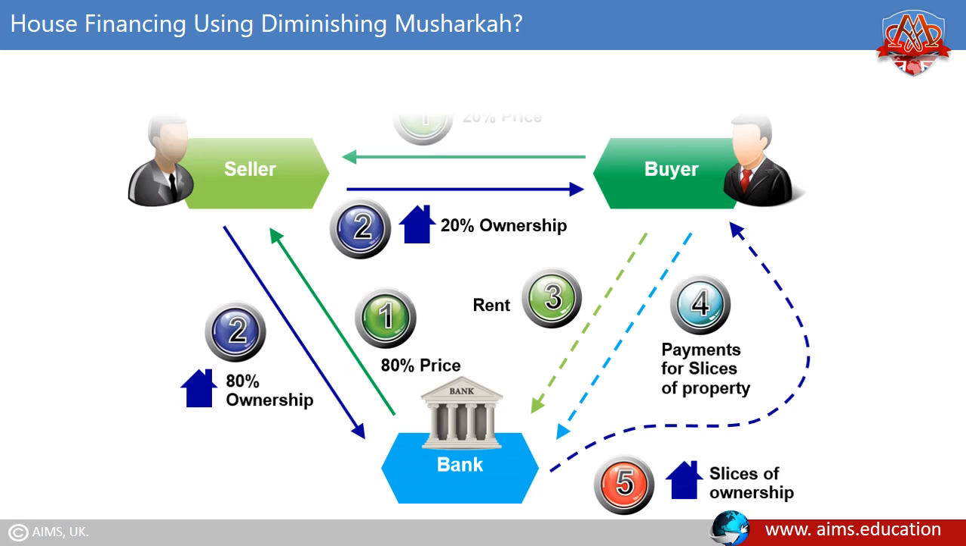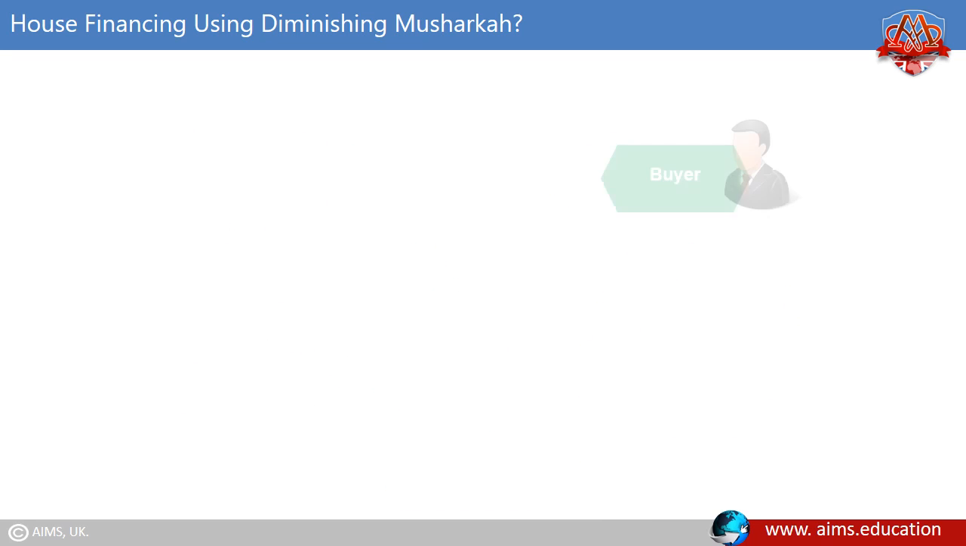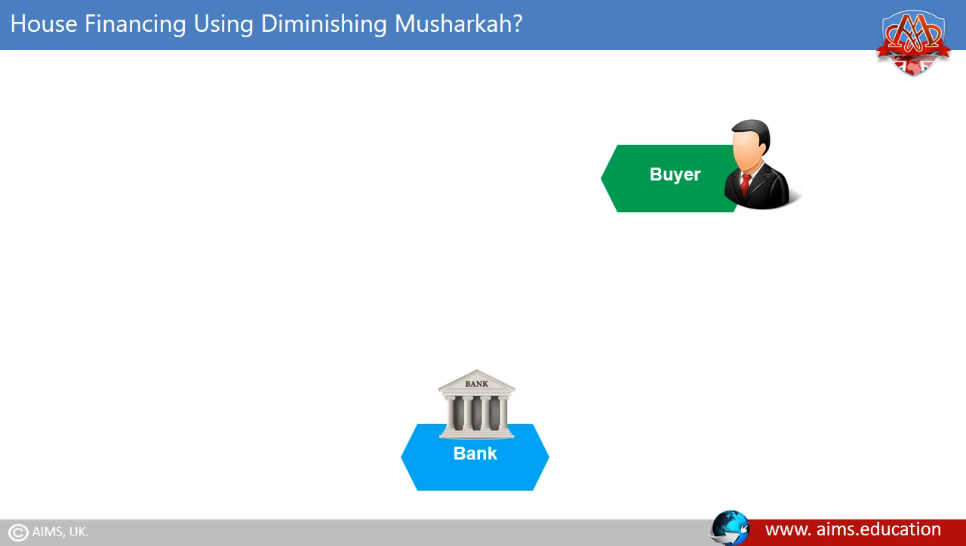Let's see a diagram, which will help to understand and illustrate how it works. The buyer wishes to purchase a house but does not have adequate funds. He approaches the bank, who agrees to participate with him in purchasing the required house.